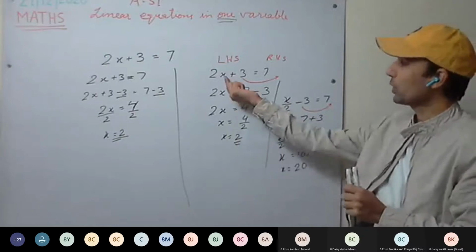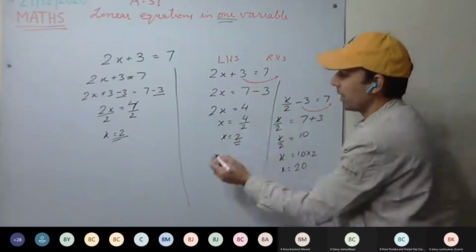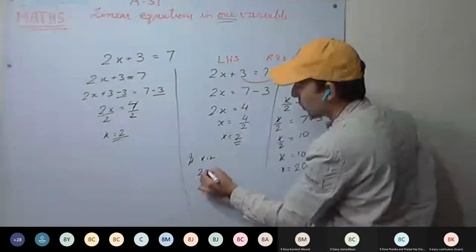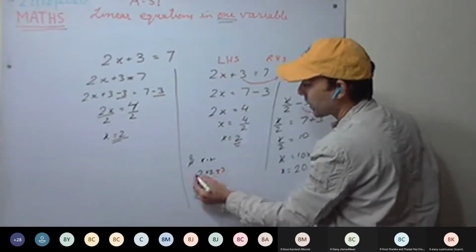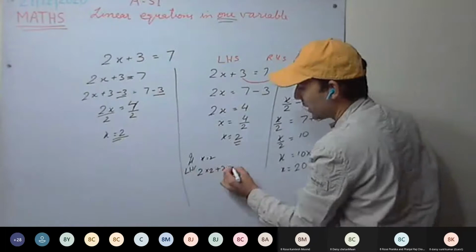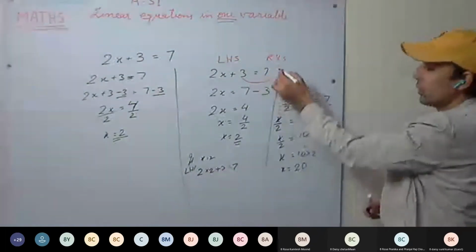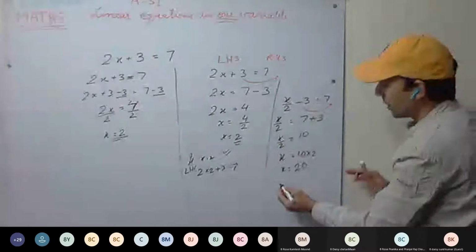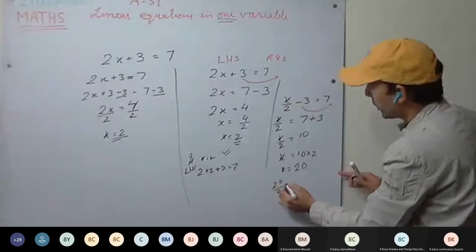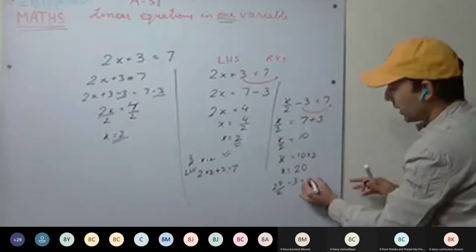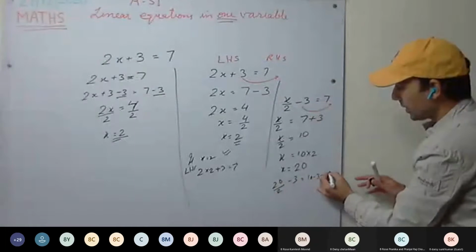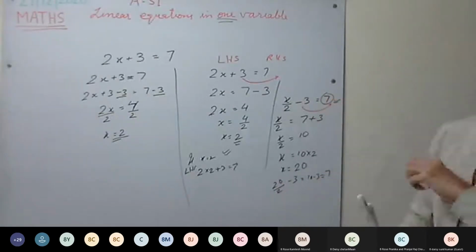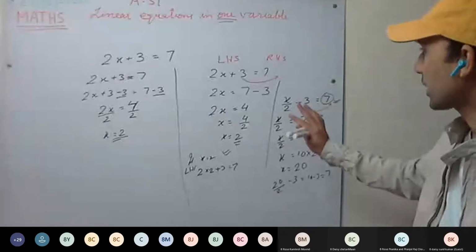Now how to verify whether we have solved correctly? For the earlier equation, x equal to 2, just put 2 here. If we put x equal to 2, 2 into 2 plus 3 on the left hand side, how much are we getting? 7. So this solution is correct. How to verify this one? Put 20 here. 20 upon 2 minus 3. How much are we getting? 10 minus 3, that is 7. We are getting the same answer. This is how we verified. This is clear.